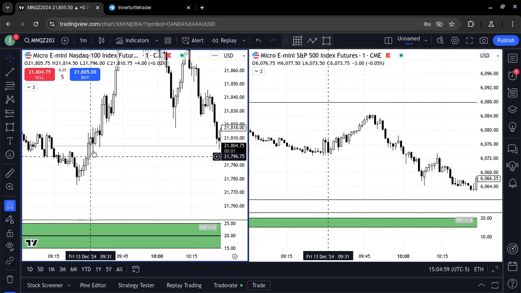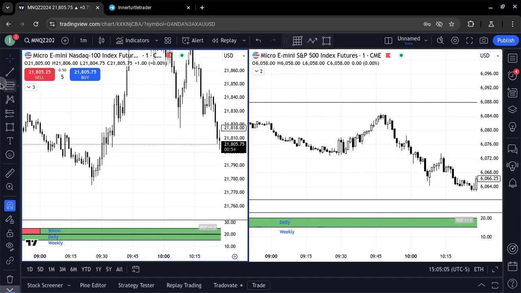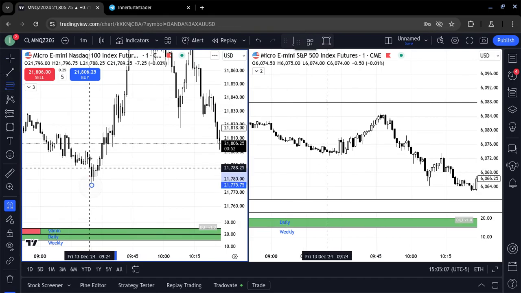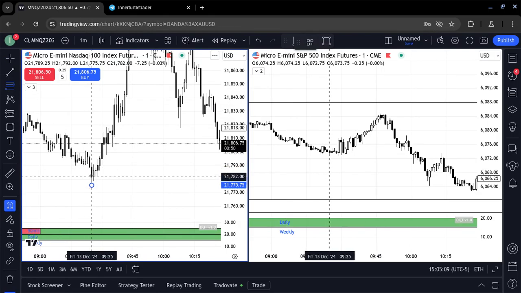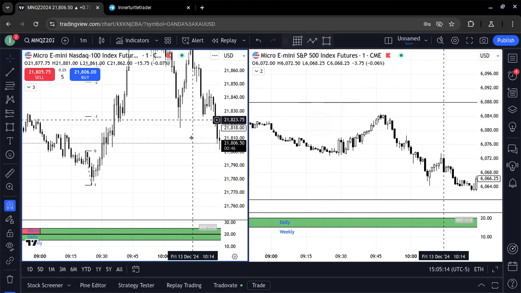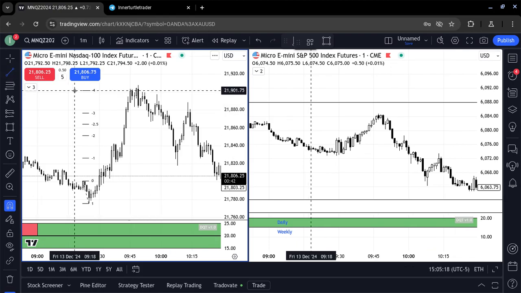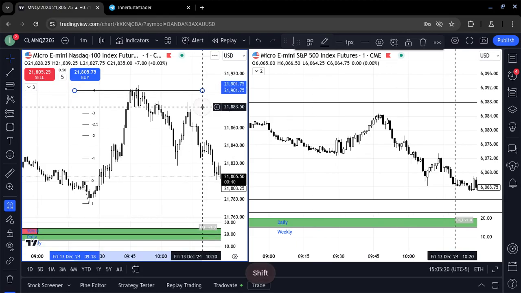Swept liquidity right here, and this is the structure shift, or maybe this one right here. This was the structure shift. All you have to do is just put your Fibonacci standard deviation from the low of the manipulation leg to the high, and then mark the fourth standard deviation, which was right here.